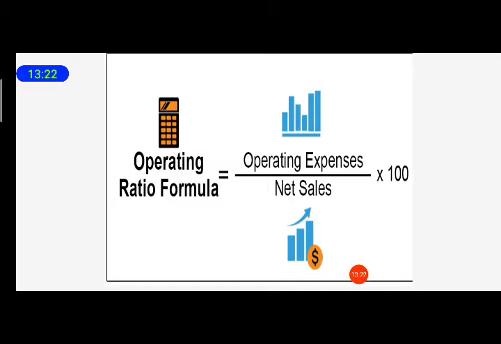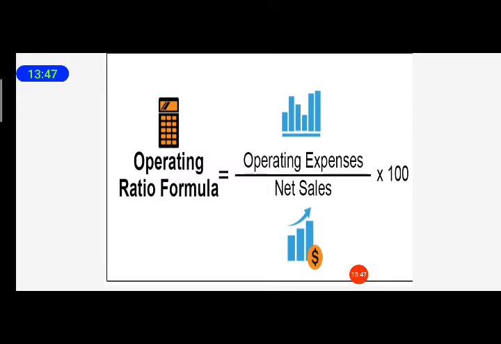Administrative expenses are rent, insurance, office salaries, director fees, legal expenses. These are the operating expenses. Then selling expenses are salary to salesman, advertising, traveling expenses related to selling and distribution. This is called the selling and distribution expenses.